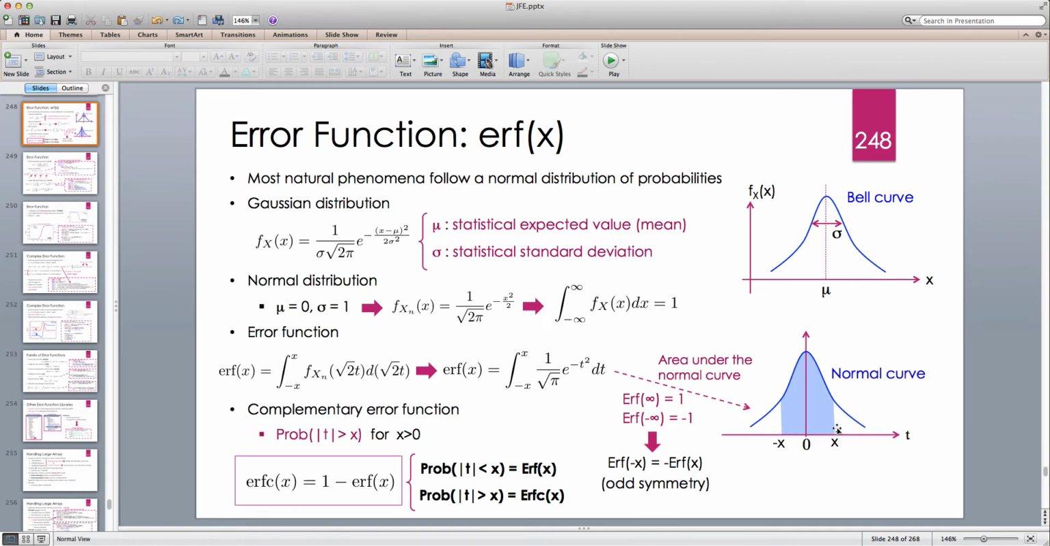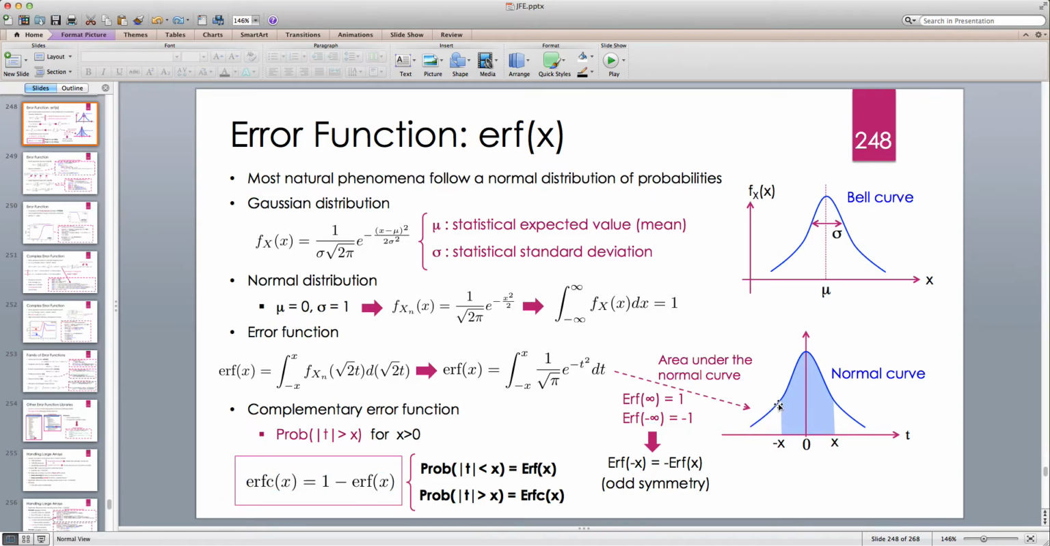And obviously, you can see that if I add up 0 to x plus x to infinity plus 0 to minus x to minus infinity, because of the symmetry of the normal curve, I end up with 1. So the area under the curve for these two white areas from x to infinity and from minus x to minus infinity is the probability where the magnitude or absolute value of t is greater than x. And that's just 1 minus this blue area, which was the error function. So the complementary error function is just 1 minus the error function.